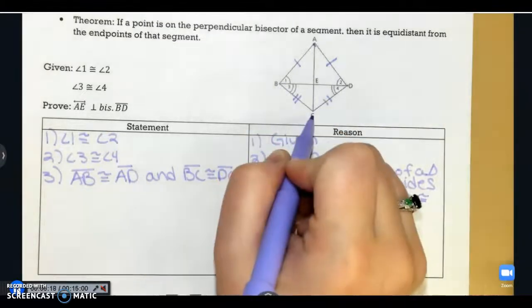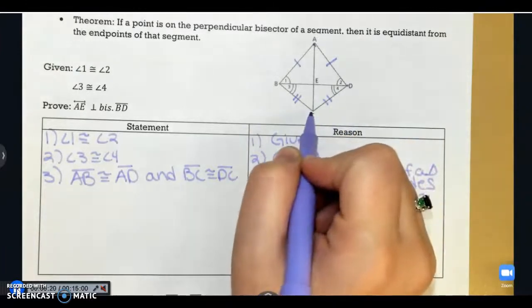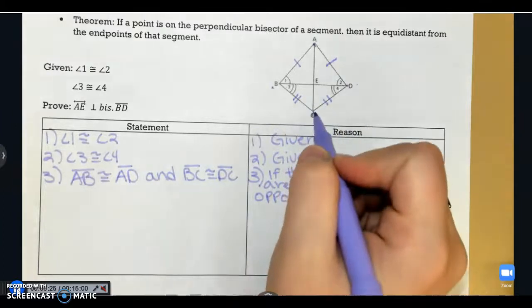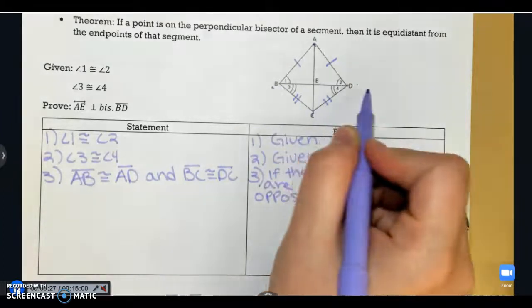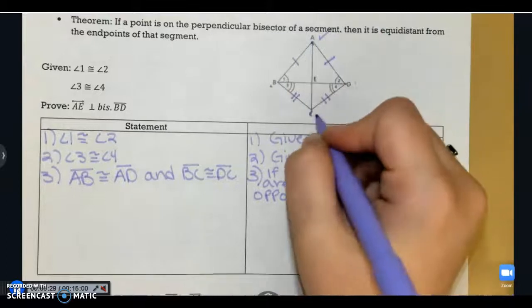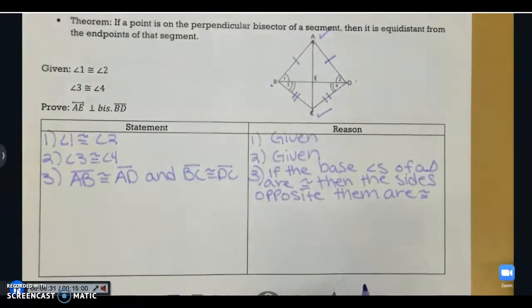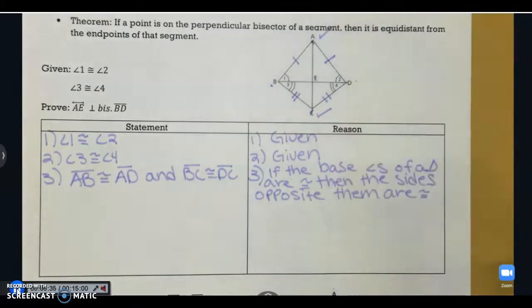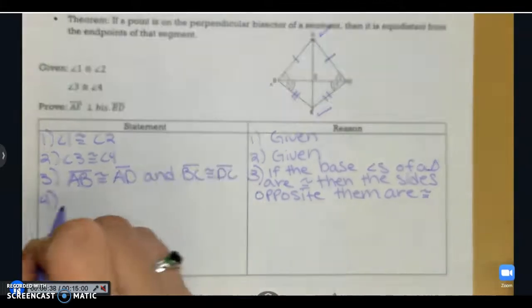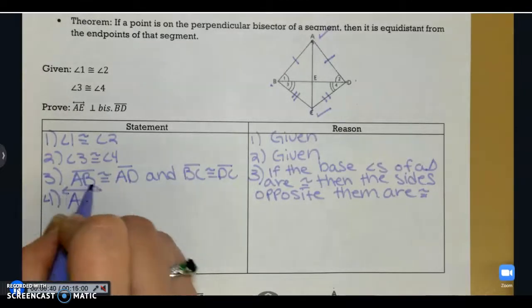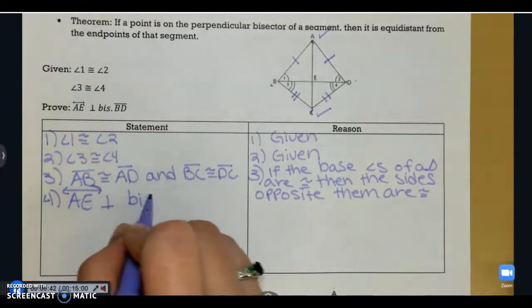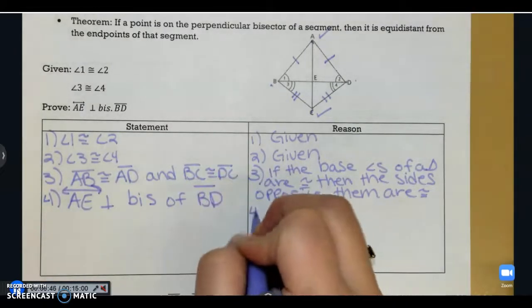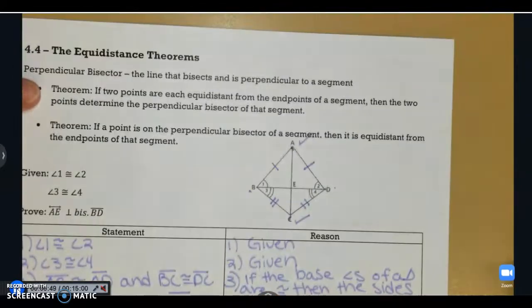And if BC is congruent to DC, that means that C is the same distance away from B as it is from D. So C is also equidistant from the endpoints. So we have 2 points that are equidistant from the endpoints of the segment. So the line connecting those 2 points is our perpendicular bisector. So we've shown all that we need to show, and we can say that AE is the perpendicular bisector of BD, and our reason is going to be this first theorem.